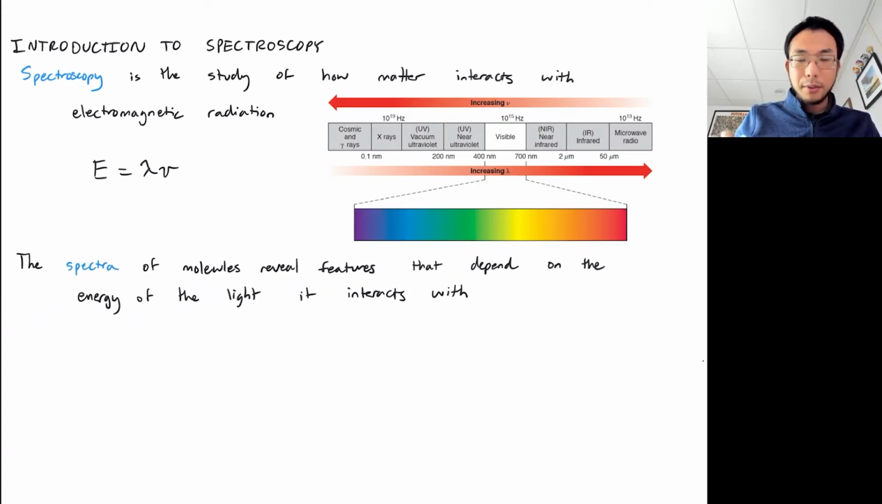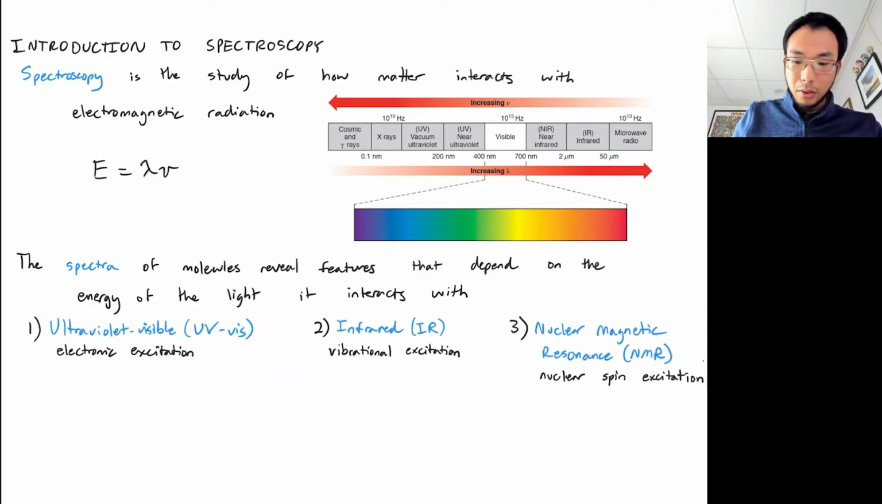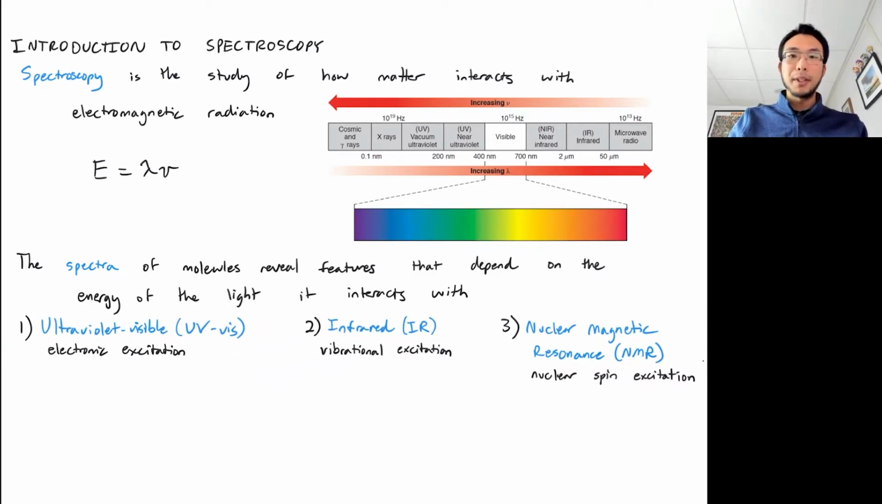The value of spectroscopy is that by performing spectroscopy, we can measure spectra, and the spectra of molecules show us features that depend on exactly how the molecule is interacting with light. Three initial types of spectroscopy that are important to organic chemists are first the ultraviolet visible, or UV-vis, type of energy, then infrared energy, and finally nuclear magnetic resonance energy.